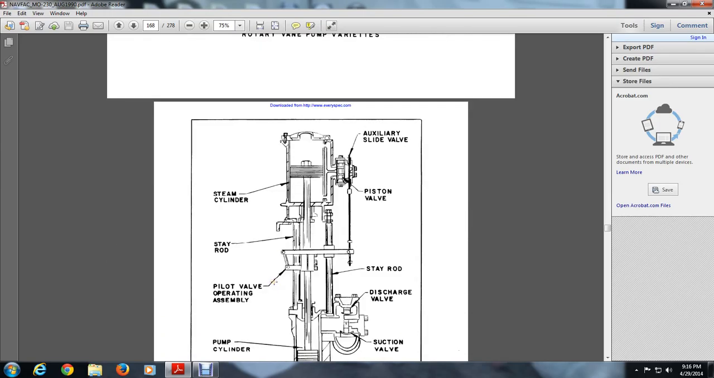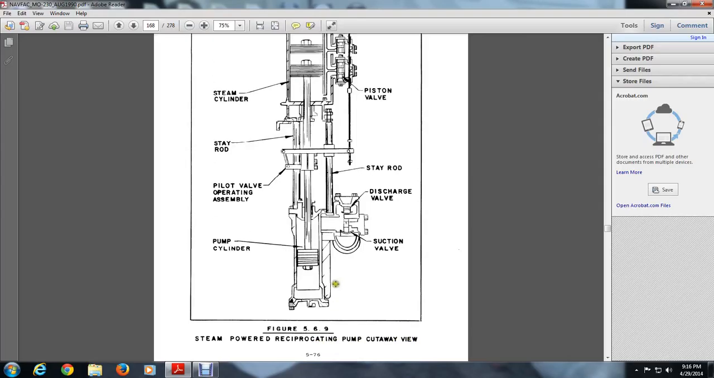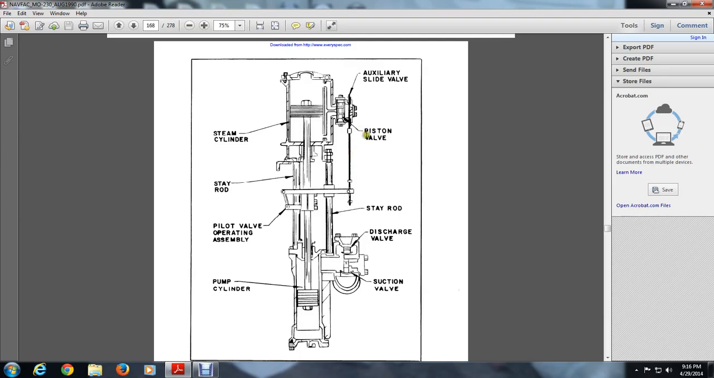Here is a steam-powered reciprocating pump in cutaway view. There's the pump cylinder, the suction valve, and the discharge valve. These have relief valves on them, so they keep the pressure in the pump cylinder. The pilot valve operating stem, the stay rod, the piston valve and auxiliary slide valve, the steam cylinder, and the stay rod.